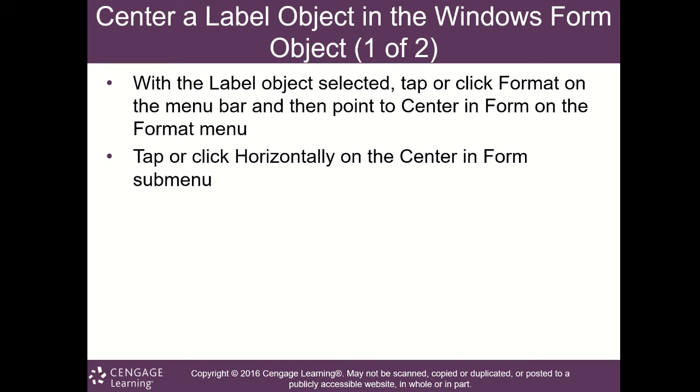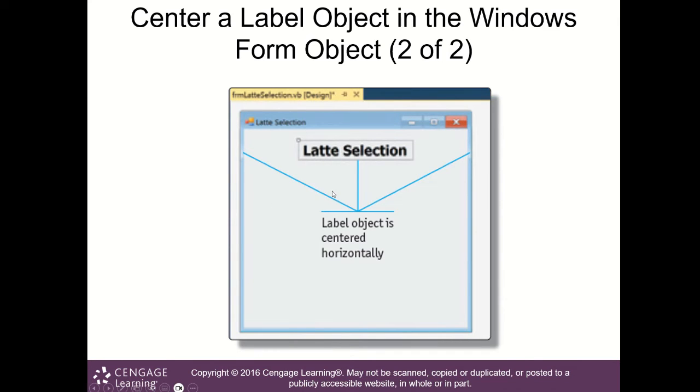Another important topic is to center a label object in the Windows form object. So with the label object selected, tap or click format on the menu bar and then point to the center in form on the format menu. Tap or click horizontally on the center in form menu. So it will be like this.